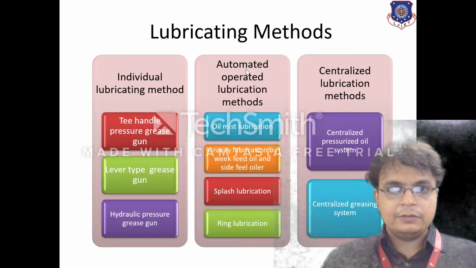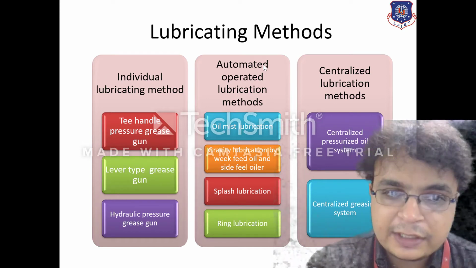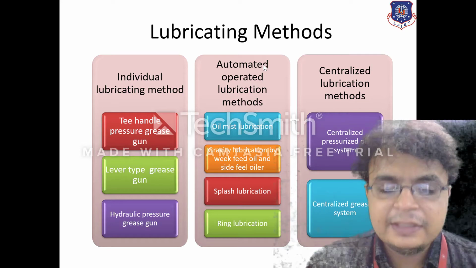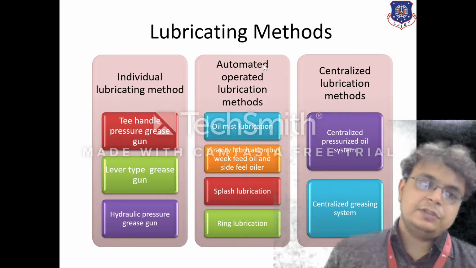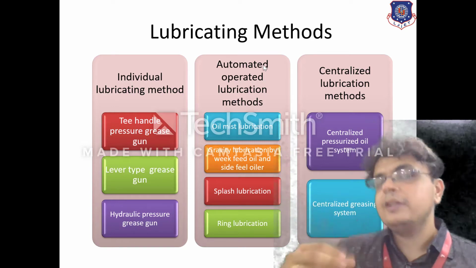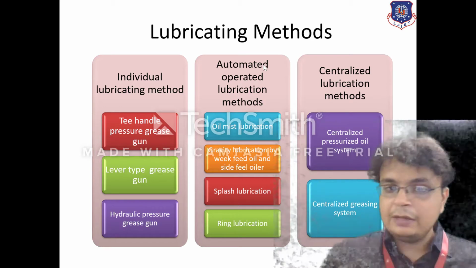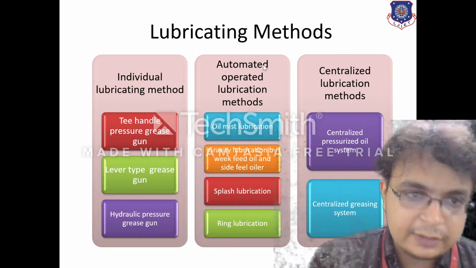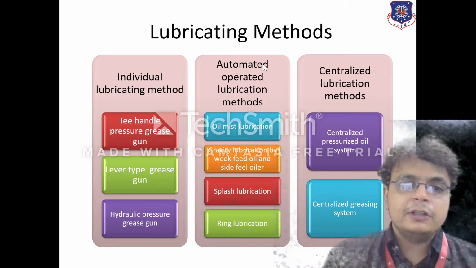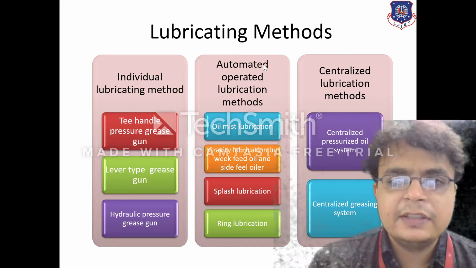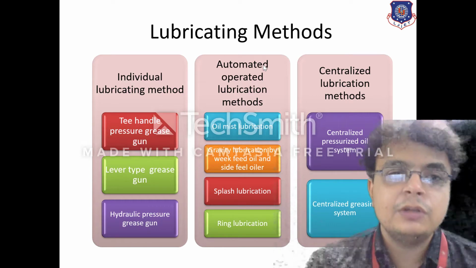So yes, now we will be moving towards the lubrication methods. So first is the individual lubricating method. So here we can say that the oil itself will move and it can provide lubrication. When the oil moves individually, then such a method is termed as the individual method. Now we have the list of the individual methods: T-handle pressure grease, lever type grease gun, hydraulic pressure grease gun. These are the things that are used.